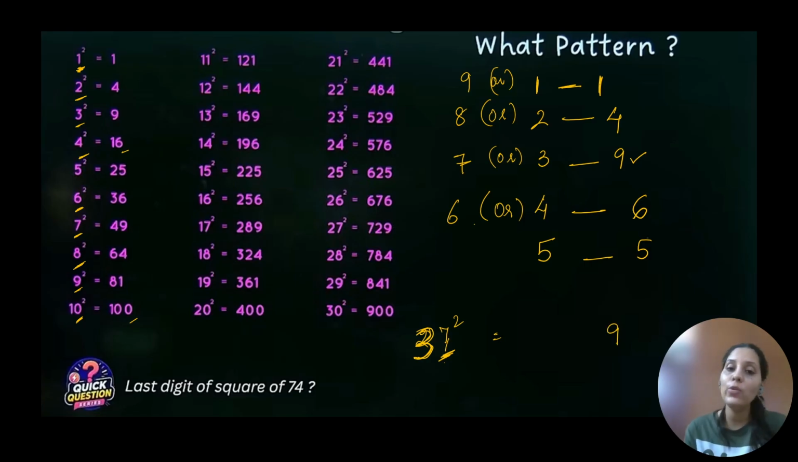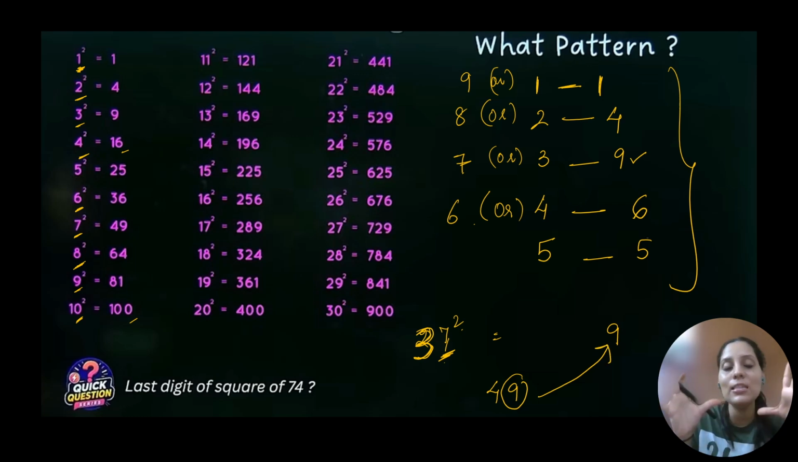The other way, if you don't remember this pattern, you can always do it on the spot. How? 7 square is 49. So think, what is the square of the last digit? 49. Now, what is the last digit here? 9. So this is it. So it is very easy to find the last digit of any given number.